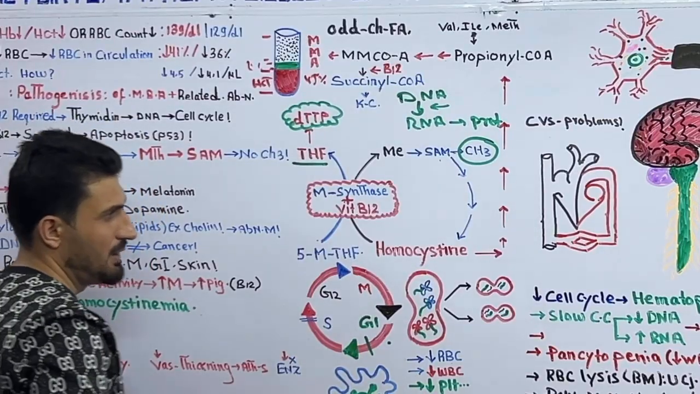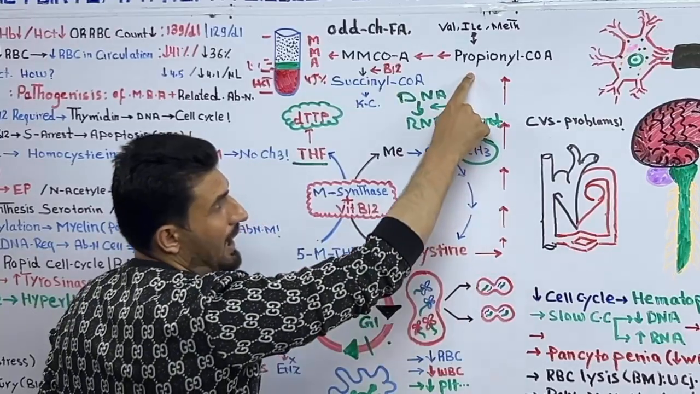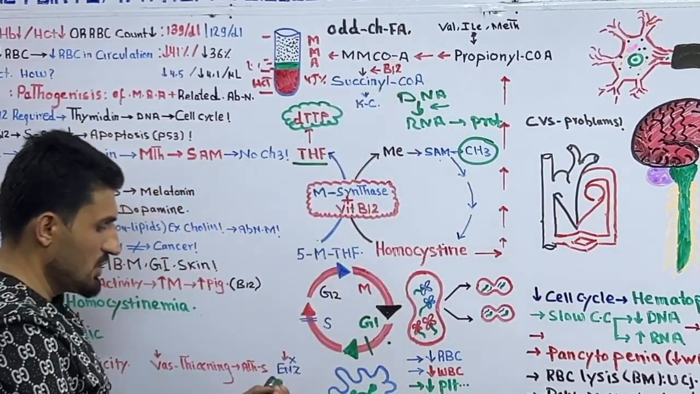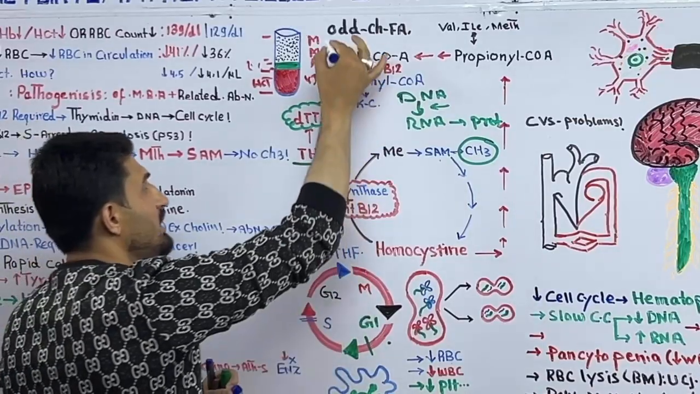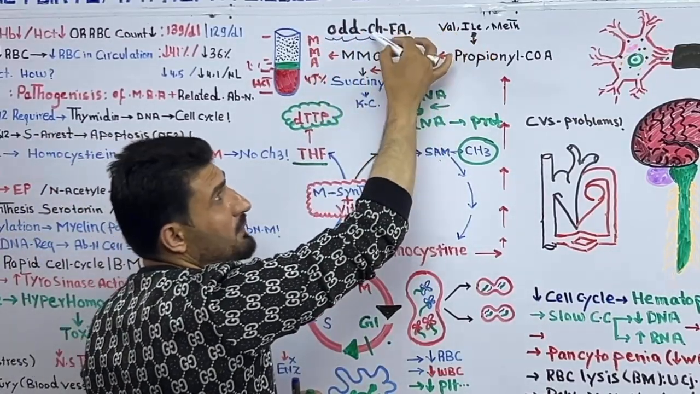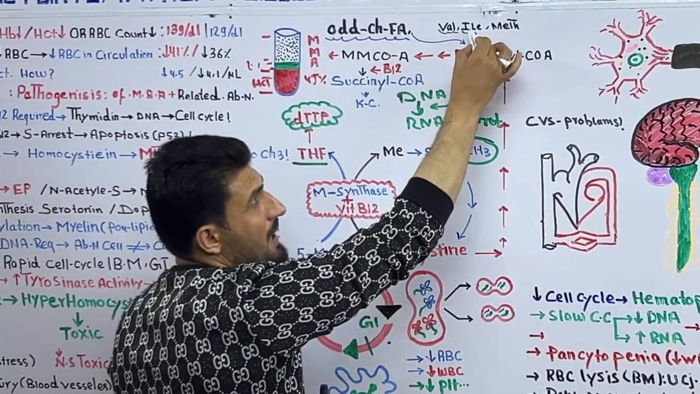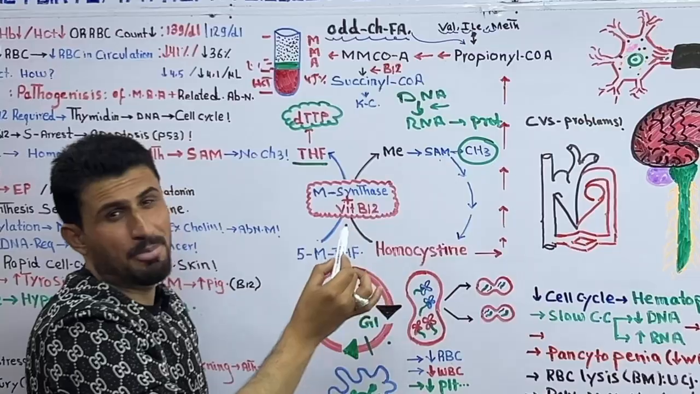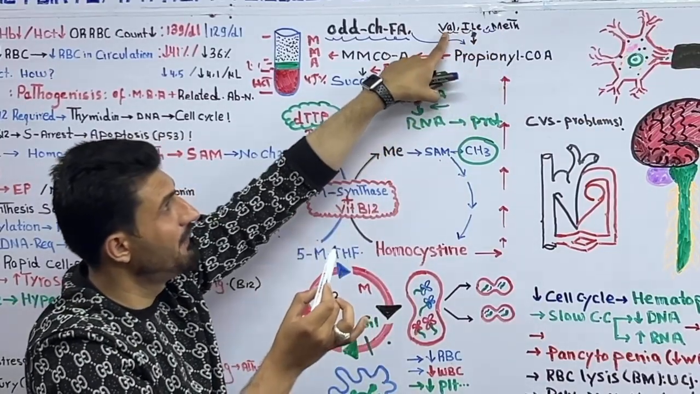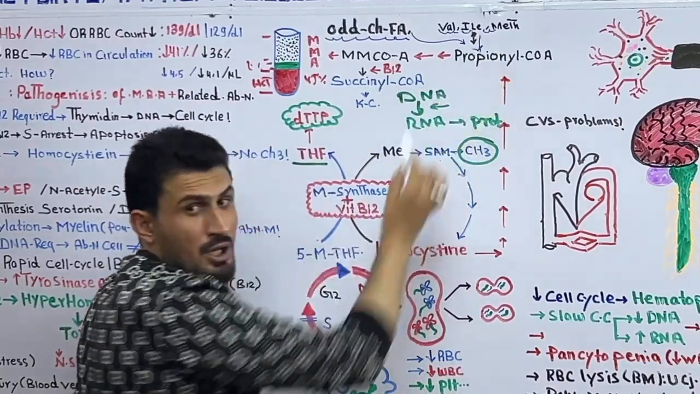Plus, listen carefully, we will change odd chain fatty acids, and some types of amino acids like valine, isoleucine, and methionine, to propionyl CoA. We discussed all of them in the previous lecture.